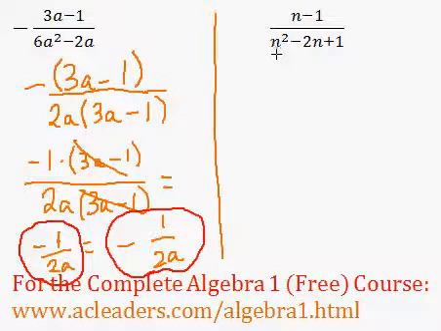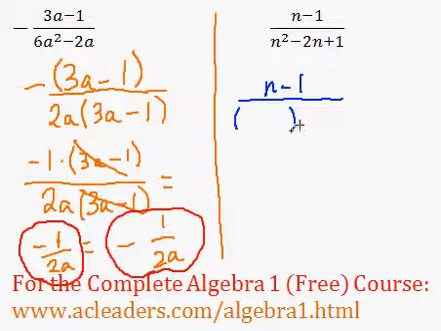N minus 1 over n squared minus 2n plus 1. There's nothing I can really do with the n minus 1, so I'm just going to leave that. But here at the bottom, n squared minus 2n plus 1, I will factor that. If we're looking for two numbers that multiply to 1 and add up to negative 2, those numbers will be just negative 1 and negative 1. And of course we have an n here and an n over there. Interesting. So we have n minus 1 over n minus 1 times n minus 1.